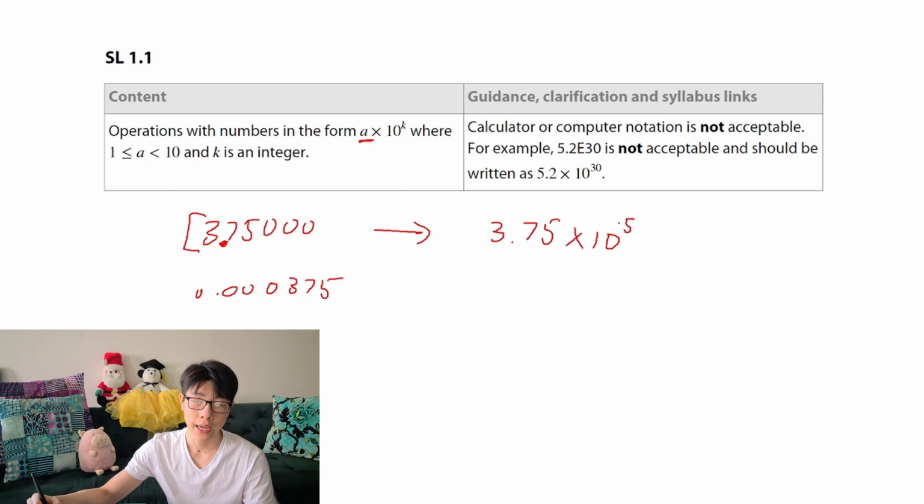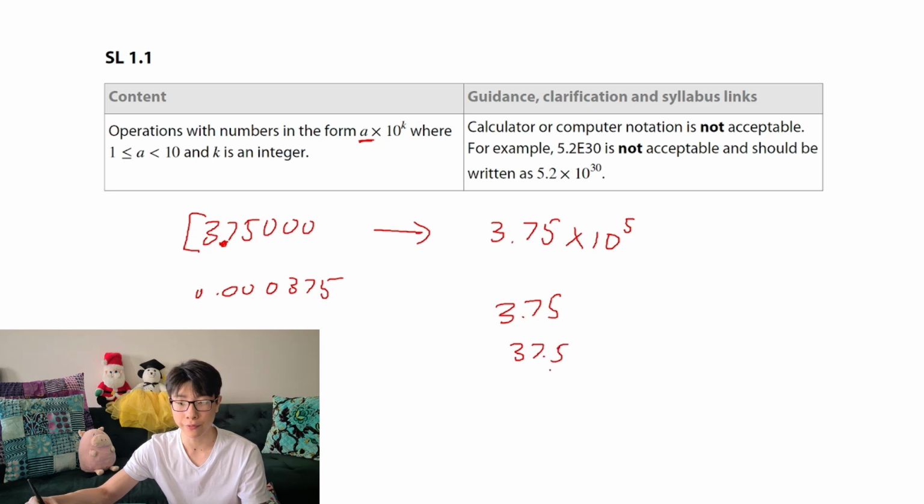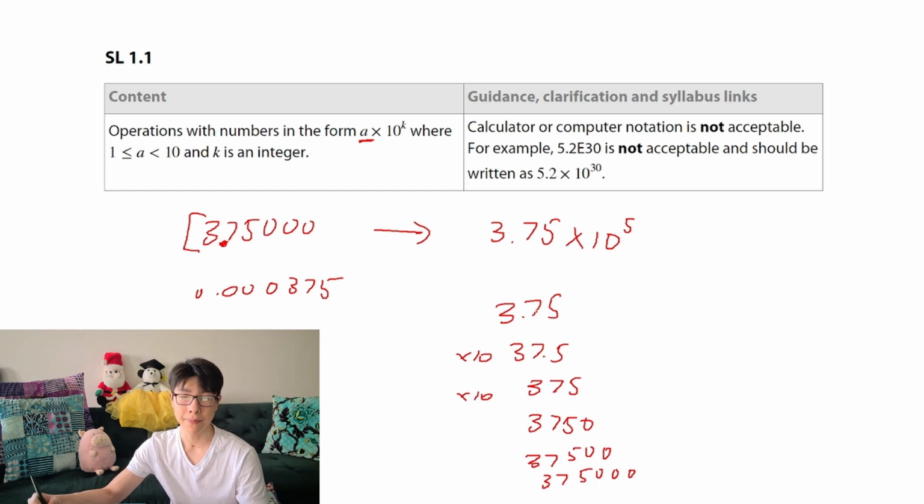This is because, let's write this out again, times 10 to the power of 5 is basically timesing by 10 five times, right? So if we times 10 once, we're going to get 37.5, times 10 again, we're going to get 375, and then we're going to do it 3 more times, right? So 1, 2, and 3. And now we get the same number, okay?